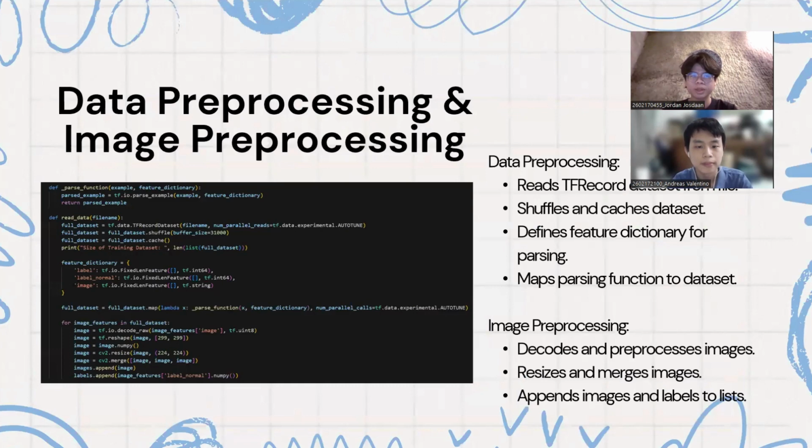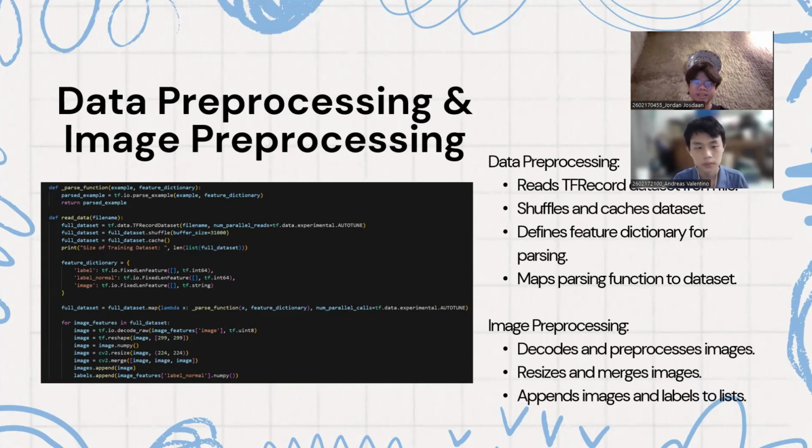Next. Okay, here's the data preprocessing and image preprocessing. For the code, we have two main functions, which are the parse function that takes the next sample and a feature dictionary to parse the TF record, and the read data function that reads the TF record file, shuffles it, and caches it. Shuffling the dataset is vital to introduce randomness in the training data, as this randomness prevents the model from learning any similar patterns or sequence in the data.